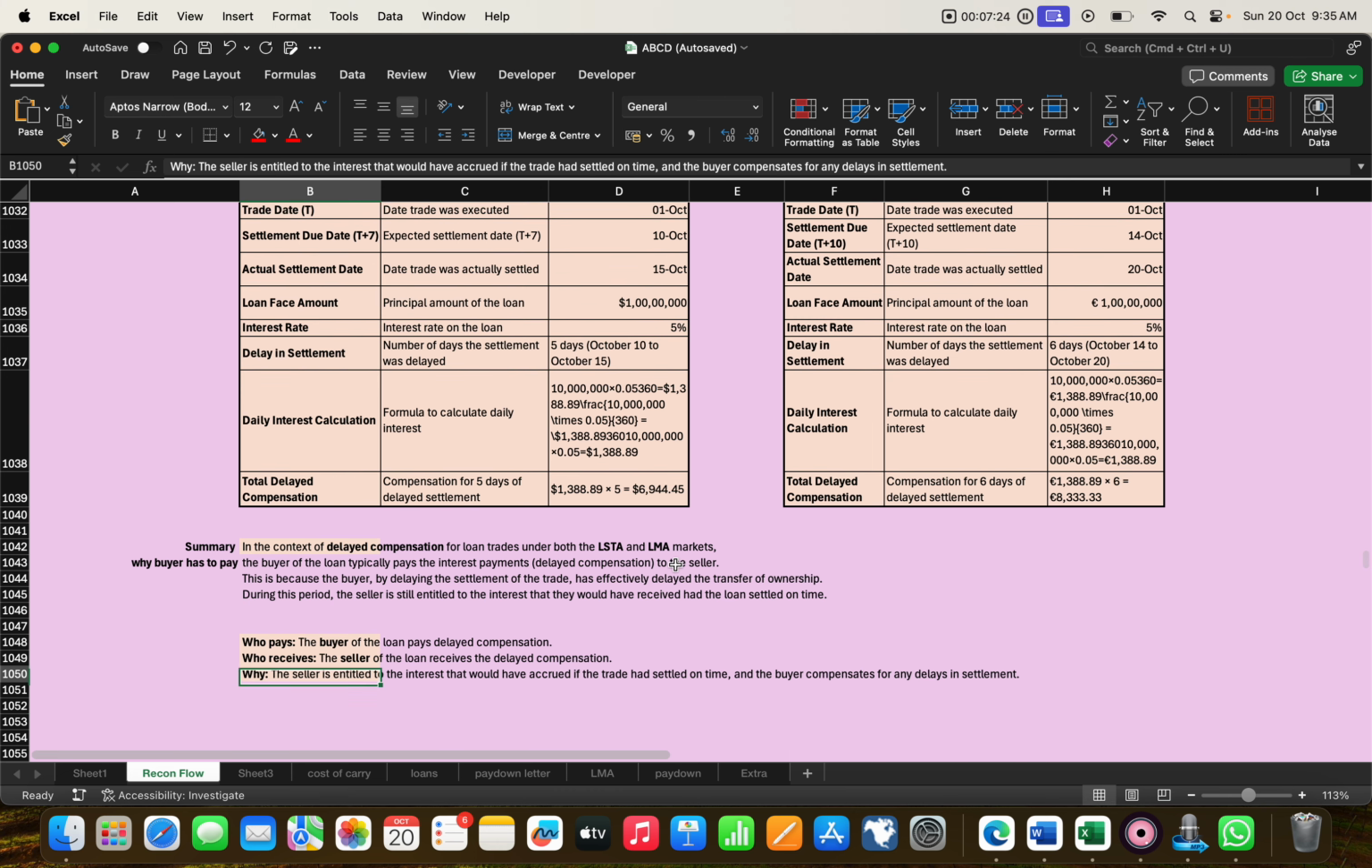So again, who pays? The buyer of a loan. It is the standard way, the buyer always pays, but sometimes it varies depending on the loan agreement. Who will receive? The seller of a loan. Why? The seller is entitled to the interest that would have accrued if the trade had settled on time, and the buyer compensates for the delay. If the trade had settled on time, the seller would be eligible for the interest, but because of the delay it is not getting the interest. So the buyer has to compensate the seller for this.